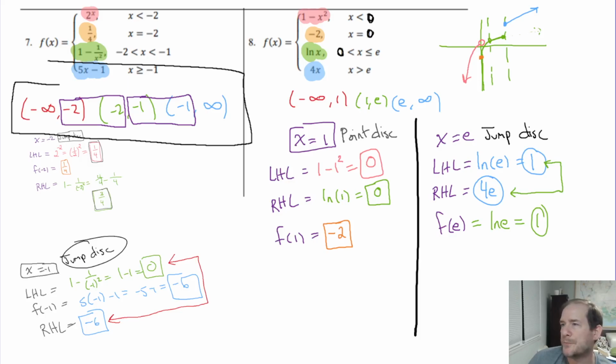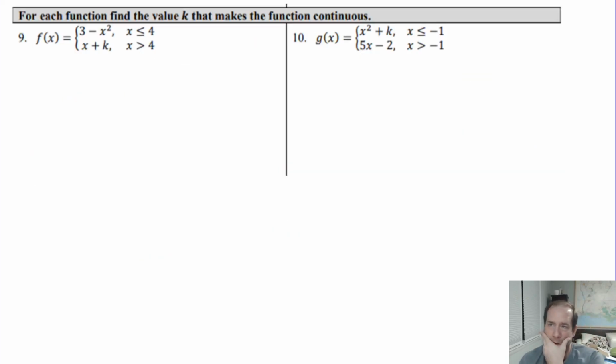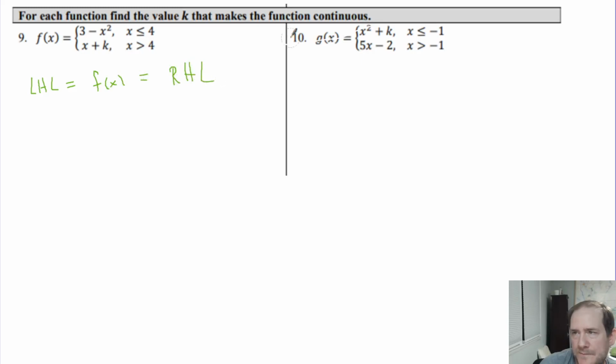So moving on. These are back to the solve for k to make us continuous problems. And again, if you want to be continuous, then what you need is for the left-hand limit to be equal to the function to be equal to the right-hand limit. We're trying to be continuous at 4 because we know we're continuous everywhere else. It's just the 4 that we're worried about.